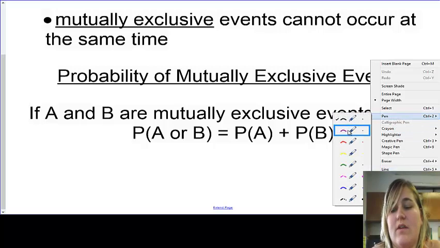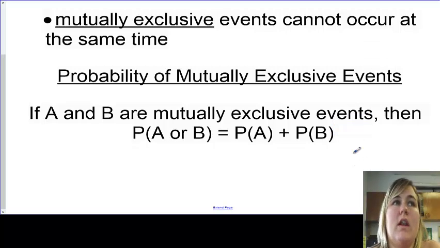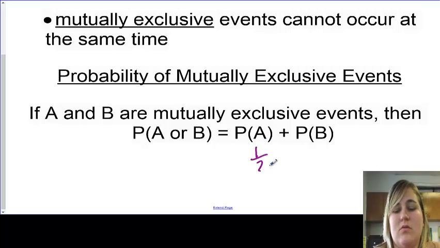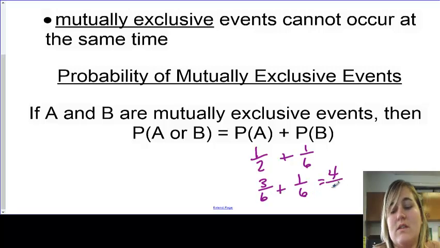So for example, if I were flipping a coin and rolling a number cube, and I wanted to know the probability of flipping a head and rolling a 5. Well, the probability of flipping heads would be 1 out of 2, plus the probability of rolling a 5 would be 1 out of 6. So I'd have to change this to 3/6 to be able to add them, which would give me 4/6, which would tell me that my probability of that happening would be 2/3.